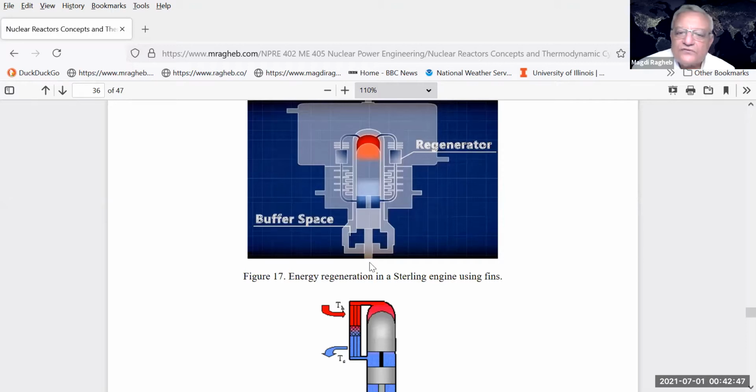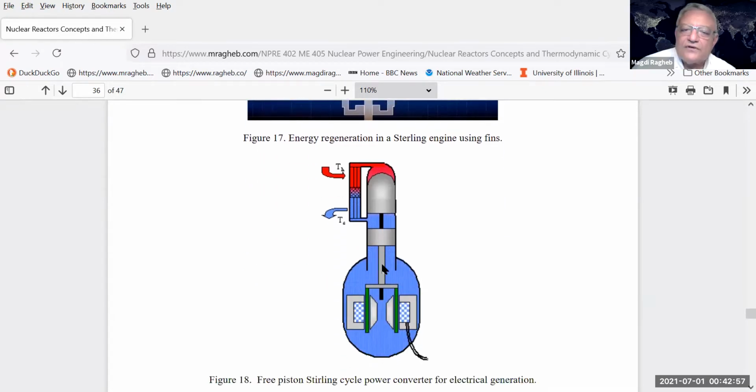And that shows us the process of energy regeneration in a typical Stirling engine that's using fins here to exchange the heat. And as you could see here, you have a piston inside the engine with a temperature difference being heated from the outside. As you heat the engine from the outside, it goes up and down. You cool it by rejecting the heat on the outside of the turbine.